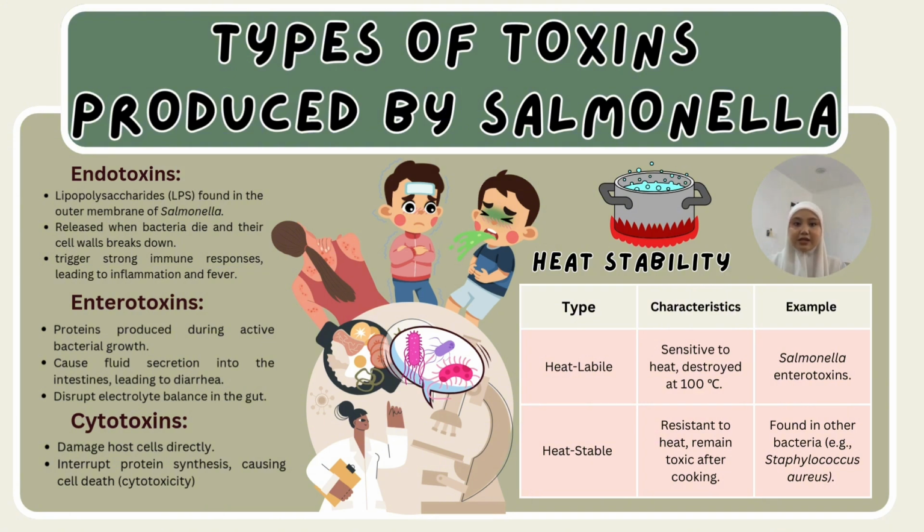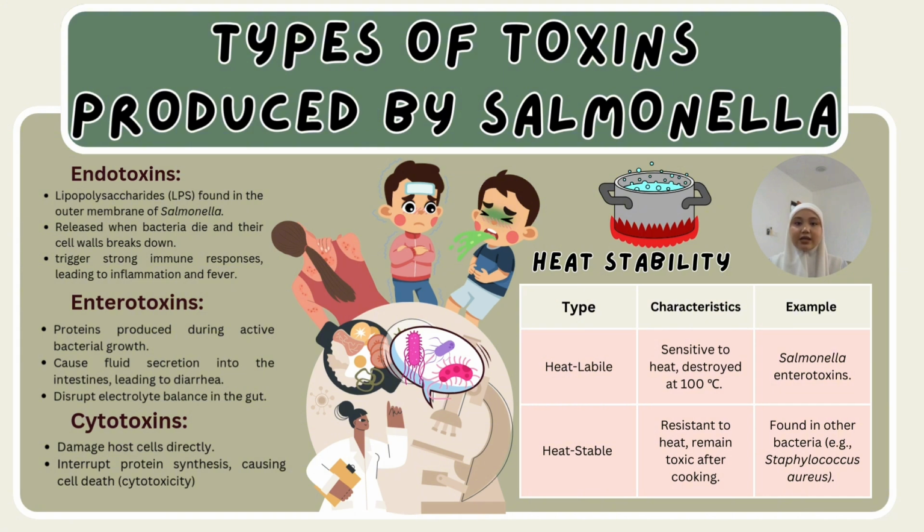Now, let's discuss these toxins' response to heat. Firstly, we have heat-labile toxins. These toxins are sensitive to heat and can be destroyed when exposed to temperatures of 100 degrees Celsius. For instance, the enterotoxins produced by Salmonella fall into this category. This means that cooking or heating food to high temperatures can eliminate these toxins and reduce the risk of illness.